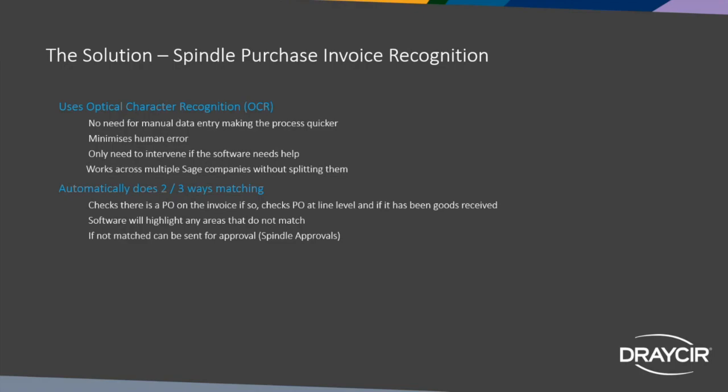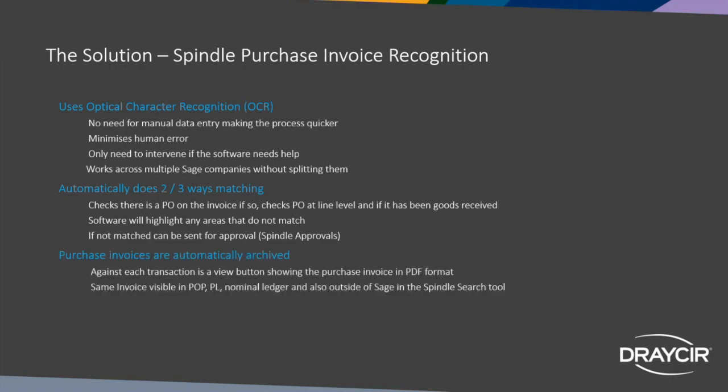Now, if it doesn't match, then we could use the Spindle approvals to say, actually, the unit price on this line doesn't match. Okay, that's all right. Spindle approvals knows it needs to go to this particular person to authorize that. Or it could be this particular item hasn't been goods received. No problem. Spindle approvals will send it to the person that should be goods receiving to check that the goods have come in. So it all ties in really nicely as a whole tool together.